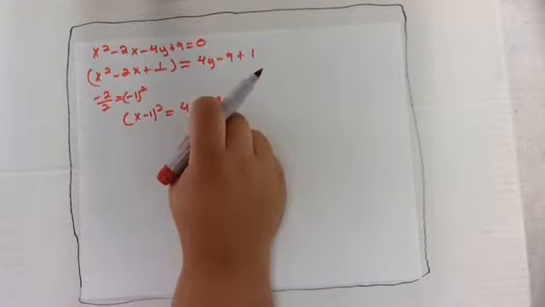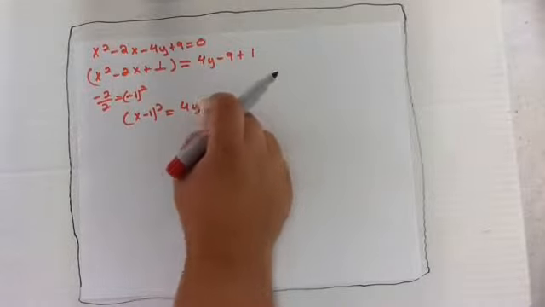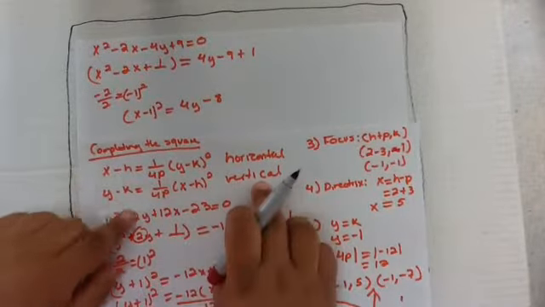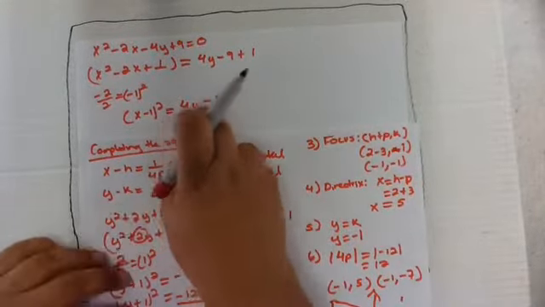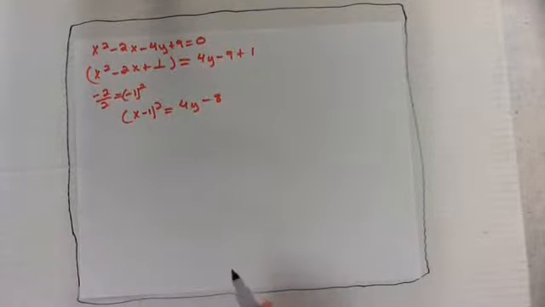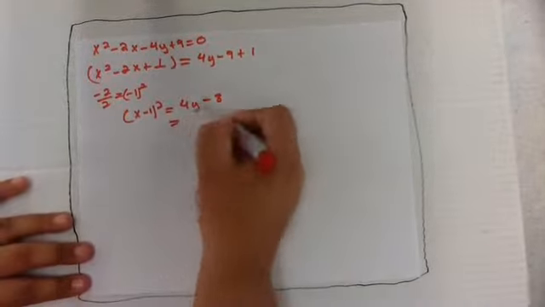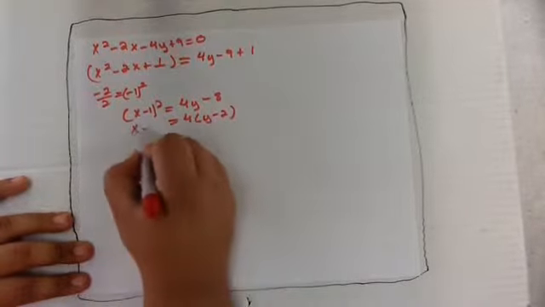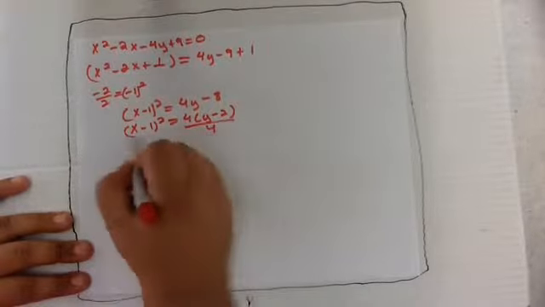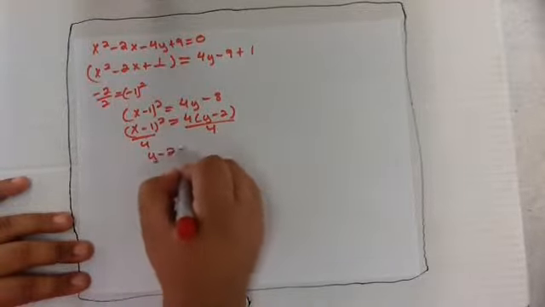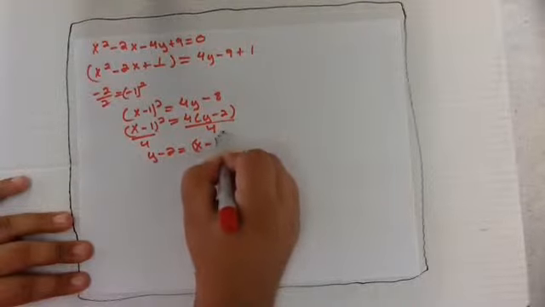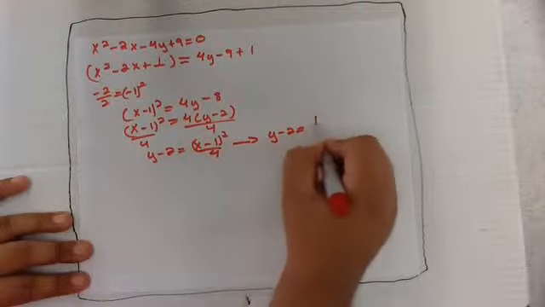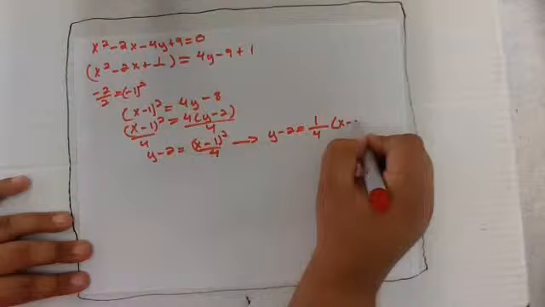This is going to be vertical, so it's going to look this way. So what we want to do is factor out a 4 from the 4y and the 8. So then this is going to give me 4 times y minus 2. Now I want to divide by 4. So y minus 2 equals x minus 1 squared over 4, which is the same thing as y minus 2 equals 1 over 4 times x minus 1 squared.